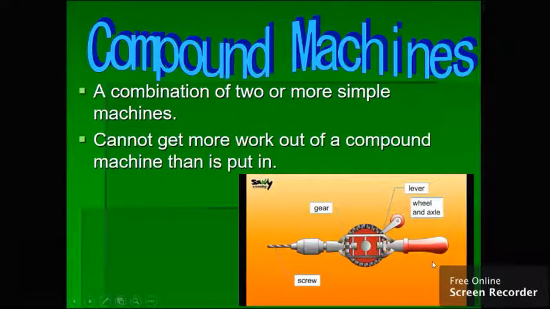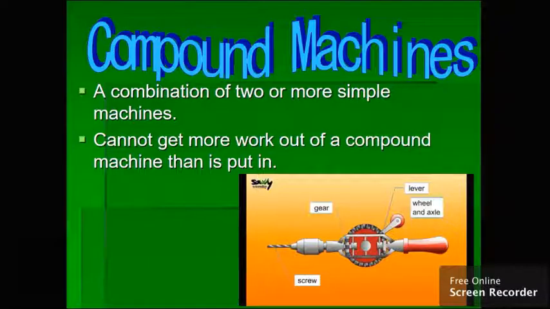Okay, so now we're on to compound machines. And what is that? A combination of 2 or more simple machines. And that's pretty much what all machines are. You can take the most complex thing out there, and if you take it apart, you will find that inside it's just a bunch of gears, levers, wheels, axles, maybe some screws. There's not a lot of other things going on in there.